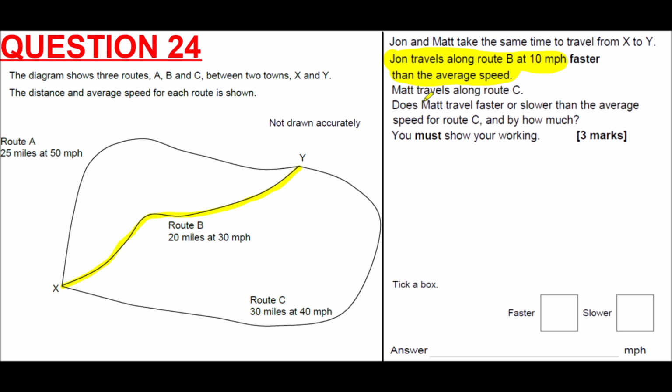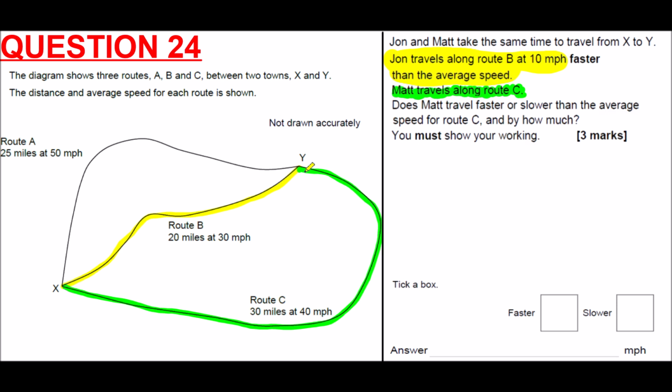Whereas Matt travels along route C. Now route C is the path along the bottom. So route C is this one down here. And the question we need to answer is, does Matt travel faster or slower than the average speed for route C, and by how much? And we need to show our working.